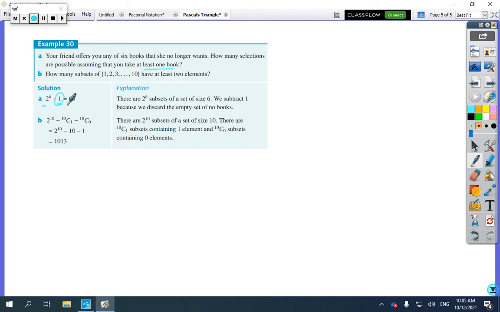So what we're doing is subtracting 6C0, because you have to take at least one book. Okay, so that's the quickest way of doing it.